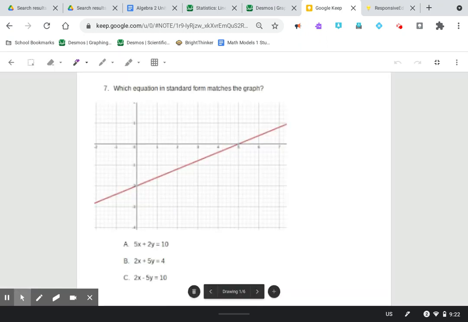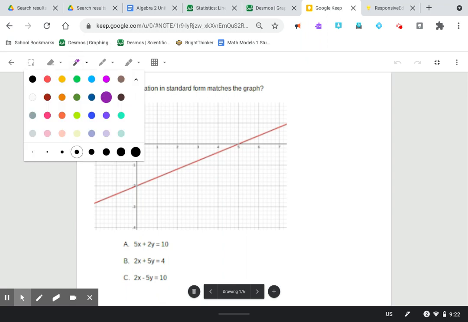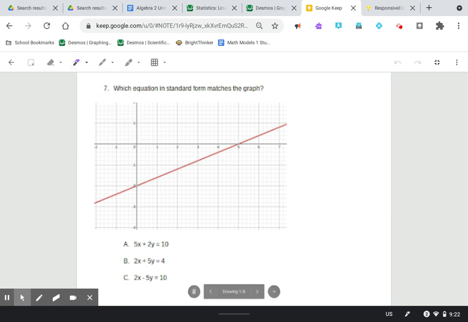Next one, which equation standard form matches the graph? So you have 3 standard form equations. In order to find if they match the graph, I think the easiest way is to put them each into the y equals mx plus b form. So we'll start with answer choice A, which was 5x plus 2y equals 10.